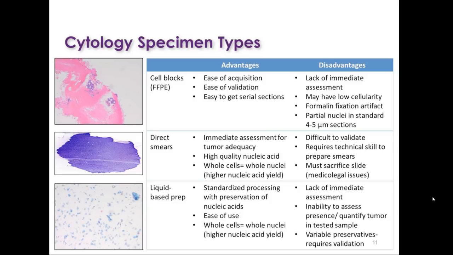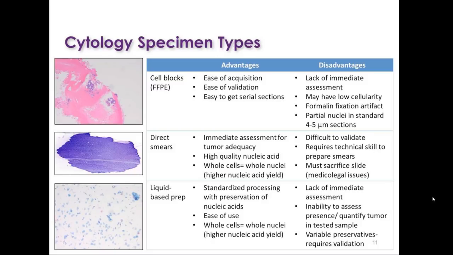So there are pros and cons for using each of these specimen preparations. Cell blocks are the most commonly utilized substrate. They're easy to acquire, easy to validate because they behave similar to your histologic specimens, easy to get sections. So they're probably the most easily validated substrate and the most widely utilized in a molecular test.